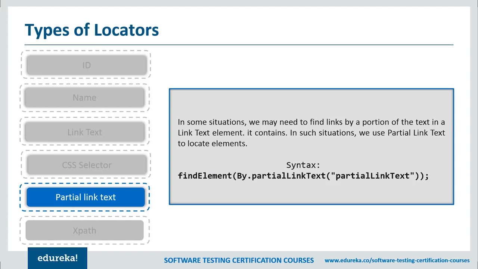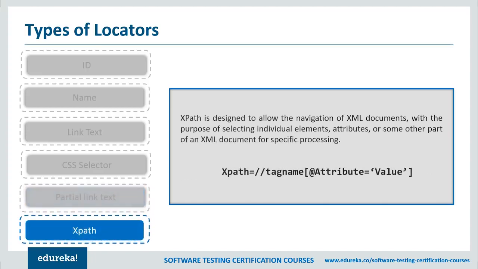And now, talking about my favorite locator, XPath. It is designed to allow the navigation of XML elements with the purpose of selecting individual elements, attributes, or some part of an XML document for specific processing. So the syntax goes like this. It has a double forward slash, a tag name, at select attribute, an attribute name followed by its attribute value.